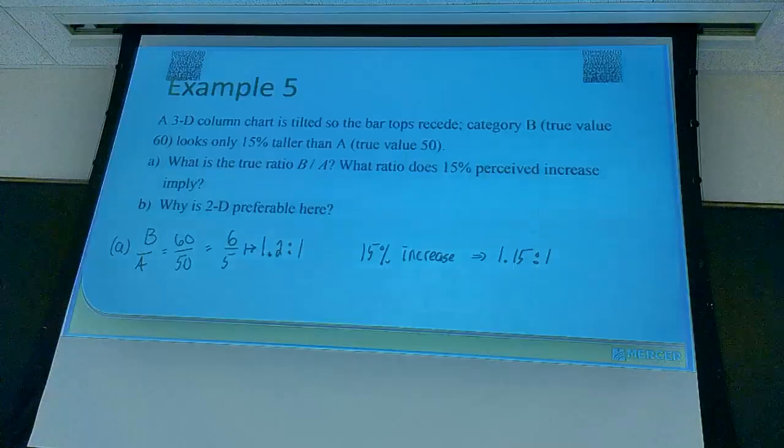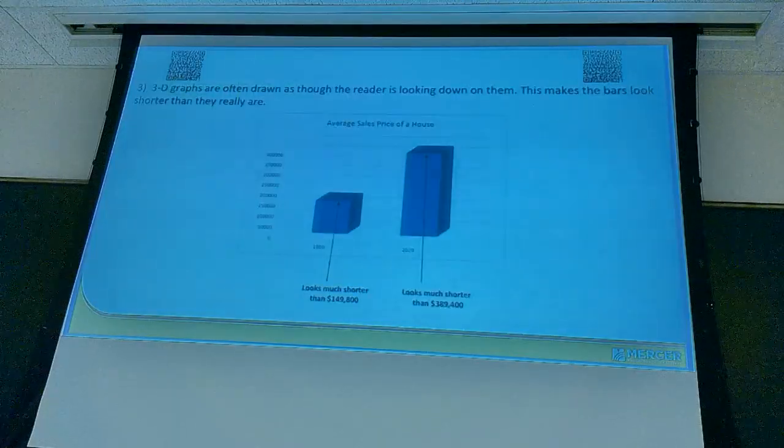And why is 2D preferable here? Because the 3D makes everything look shorter, depending on your viewpoint. So if you're staring at it, they call this from above, I call that from the front. If you're looking at it that way, the bars actually seem to be a little bit shorter than they truly are, right? Which is obviously going to make any difference look smaller than it really is. So 2D is preferable.